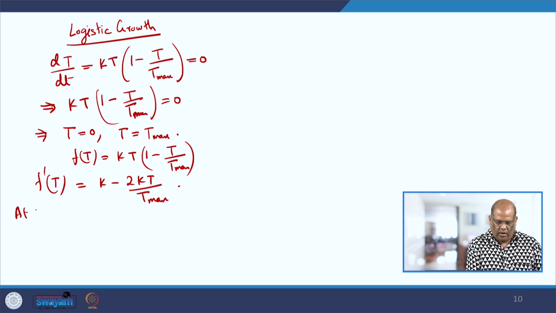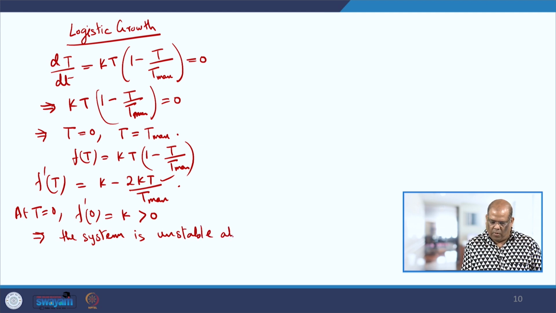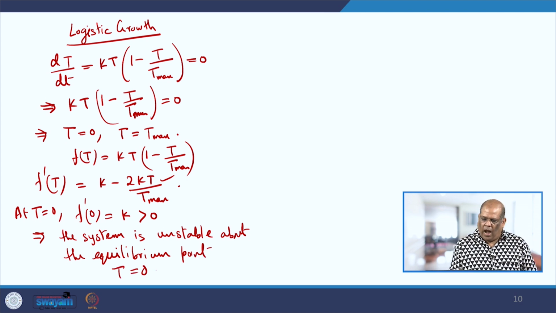Now, at T equal to 0, f'(0) is equal to K, because this term goes to 0, which is positive, which implies the system is unstable about the equilibrium point T equal to 0.